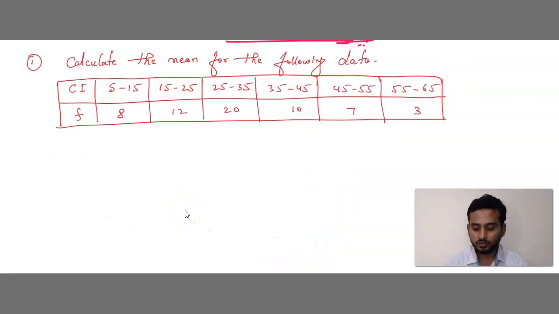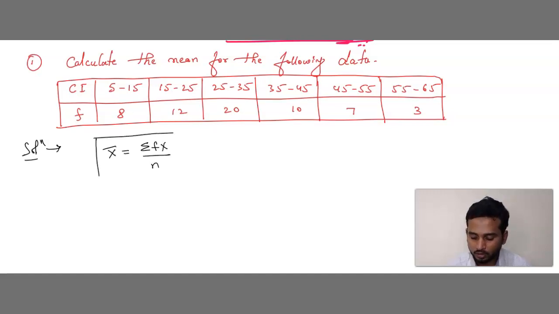See children, first we solve this problem by using the direct method. So what is the formula? As I said, x bar is equal to sigma fx by n. Correct? x bar equals sigma fx by n. Now what should we do?